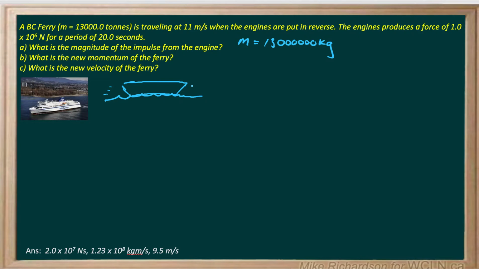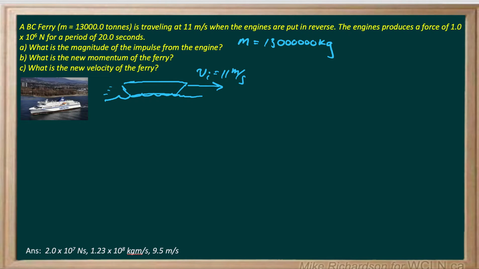Just to keep it simple, I'm going to flip my little photo there and imagine the ferry is moving to the right originally. So its initial velocity is positive 11. We're going to say to the right is positive. Direction matters as usual. Now, the engines produce a force of 1 times 10 to the 6 newtons, 1 million newtons, for a period of 20 seconds.